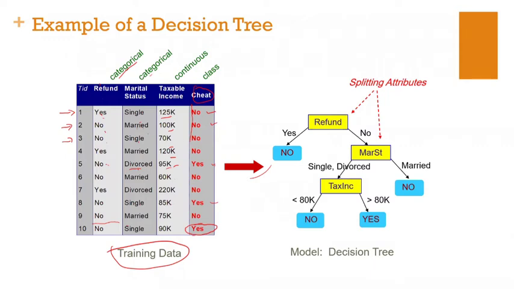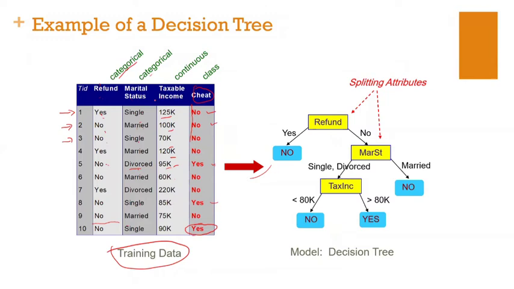Now let's start the building. You have the option to select from any of these attributes as the starting point. You can start with taxable income as the first one, or this one, or this one. You can start at random.